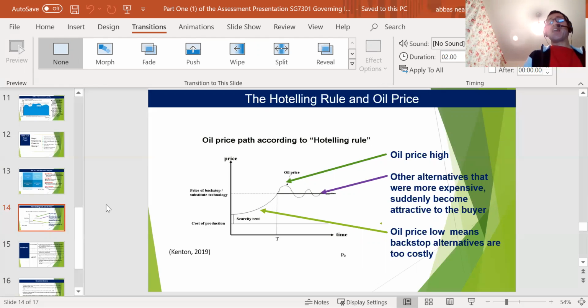The graph clearly shows that when the oil price is highest, other alternatives that were more expensive suddenly become attractive to the buyer. When the oil price is at a low level, buying oil is more cost effective, making it more attractive to buyers and giving power to the oil suppliers.